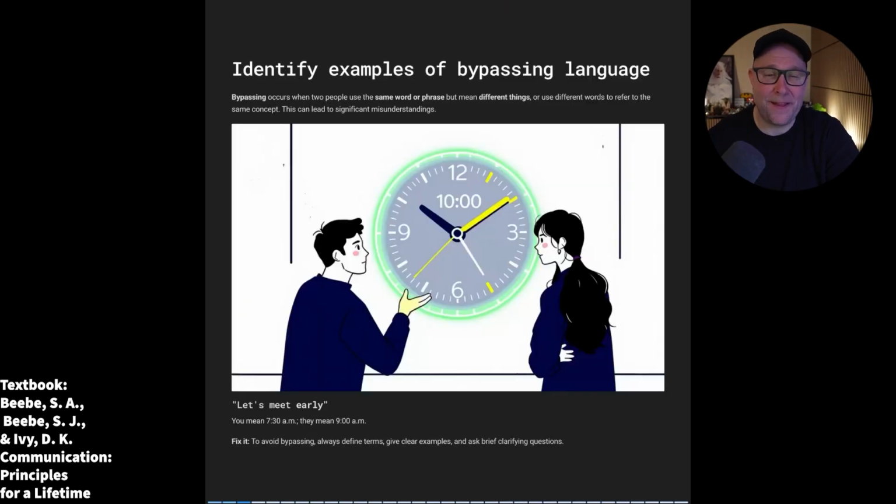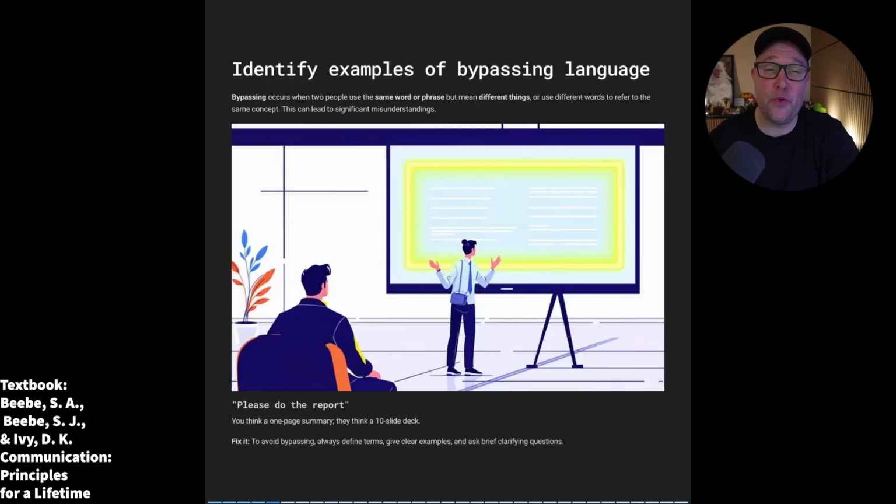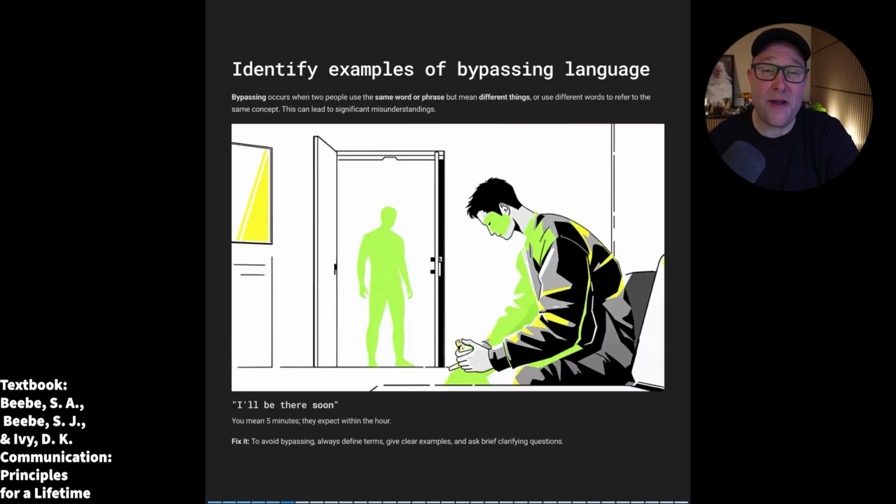For example, let's meet early. You mean 7:30 a.m., they mean 9 a.m. To avoid bypassing, always define terms, give clear examples, and ask brief clarifying questions. Wear casual. You think jeans, they think business casual. Please do the report. You think one-page summary, they think a 10-slide deck. I'll be there soon. You mean 5 minutes? They expect within the hour.